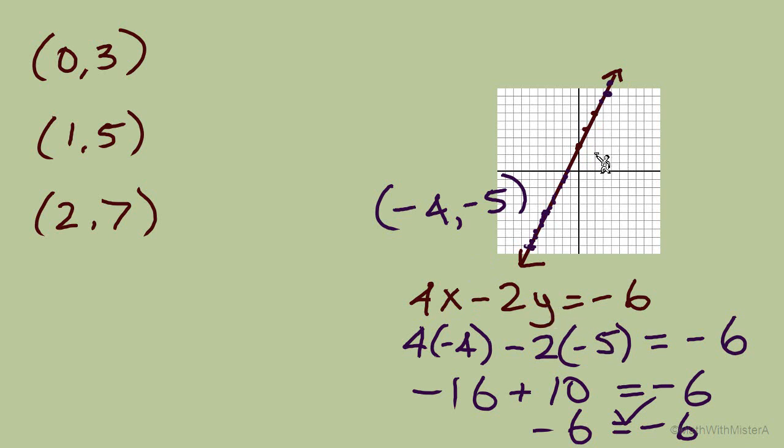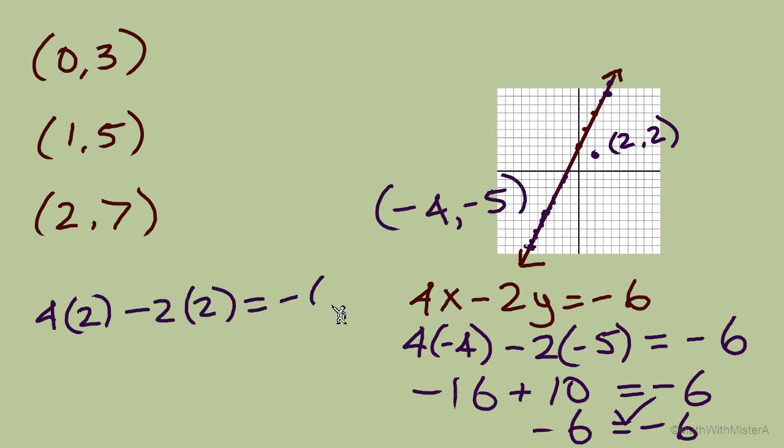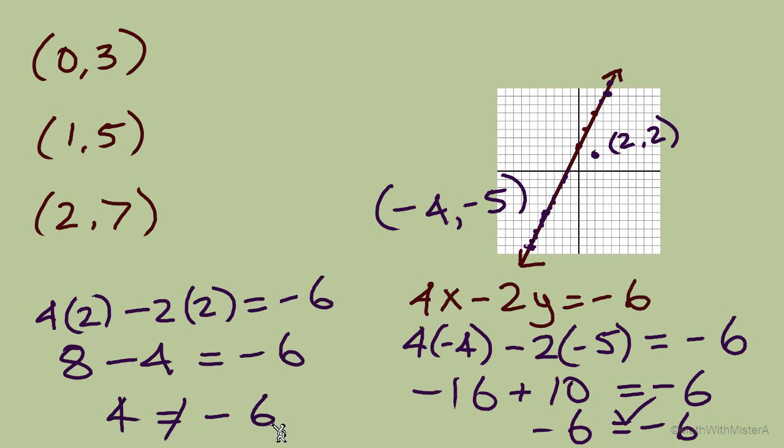And any other point that we can find that's not on the line, like this point (2, 2), since it is not on the line, it is not a solution to the equation. If we put 2 in place of x and 2 in place of y, we do not get a true equation. 8 minus 4 equals 4. Does not match up with negative 6. So not on the line, not a solution. On the line, it is a solution.